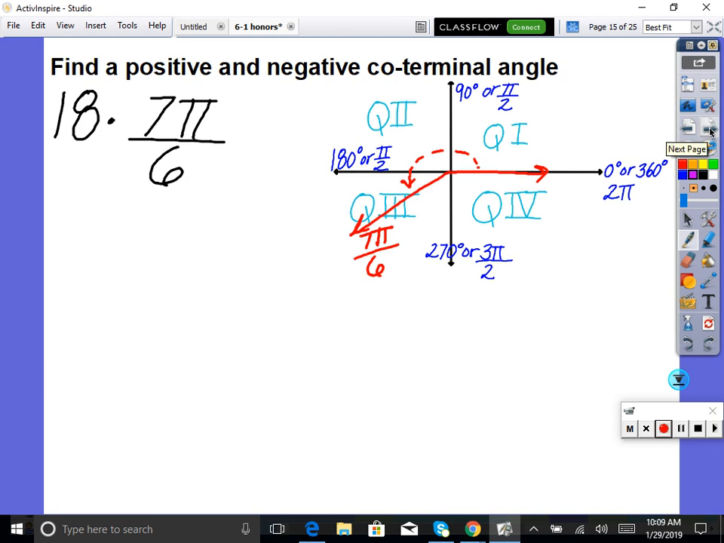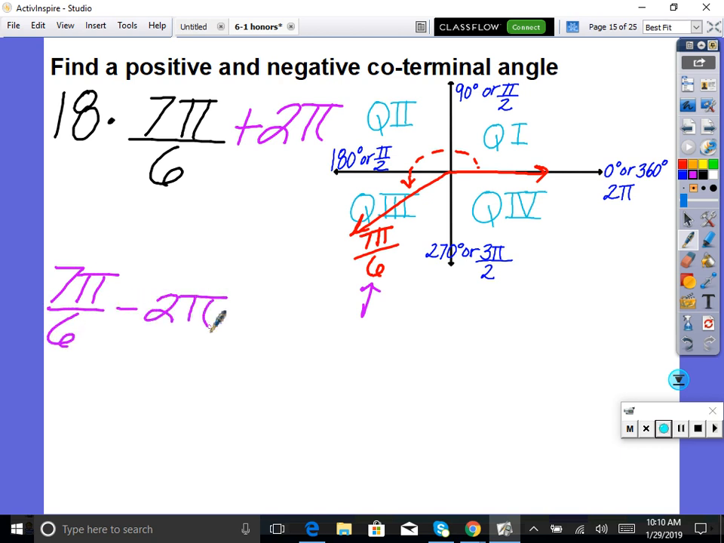Okay, this says find a positive and negative coterminal angle. So if they gave you this picture and said given this angle, find a positive and negative coterminal angle, we're just going to use our hands and do some algebra. It's going to be way easy. So isn't it true that to find a positive coterminal angle, we add 360 degrees? Yeah. Well, this is a radian, so we're going to add 2 pi, because that is the same thing as 360, but as a radian. Then we're also going to take 7 pi over 6, and we're going to subtract 2 pi.